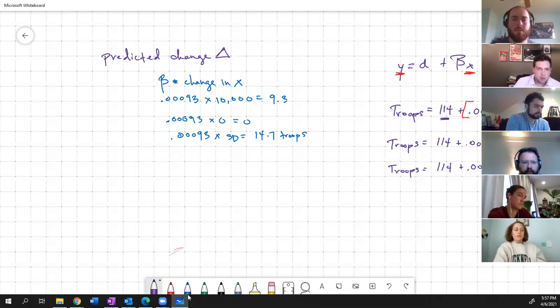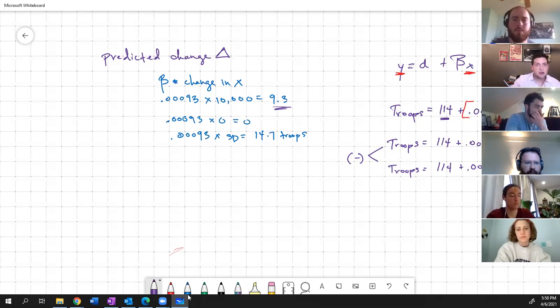And the difference between these two, meaning if we subtract one from the other, is going to be this change. Because it's the amount of change that we expect to see in the dependent variable for a 10,000 unit increase in the independent variable. And it doesn't matter where we are on the x-axis of refugees, because the slope coefficient is constant. It's the same, no matter where we are, right?